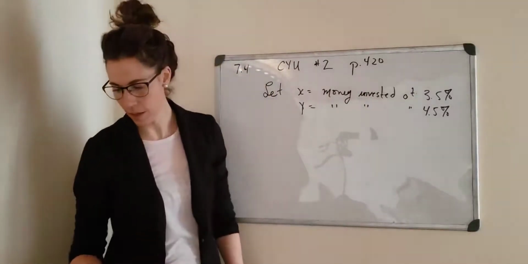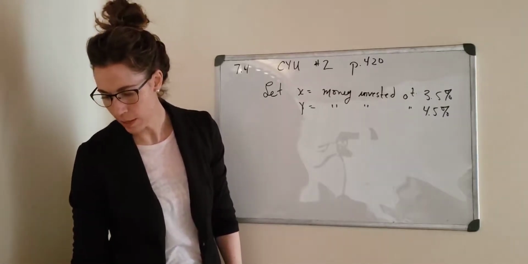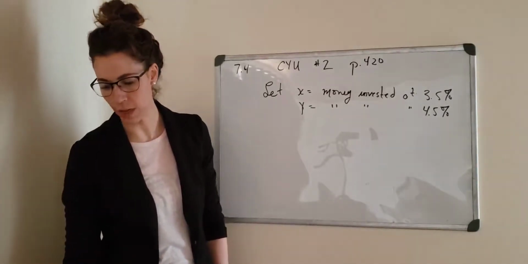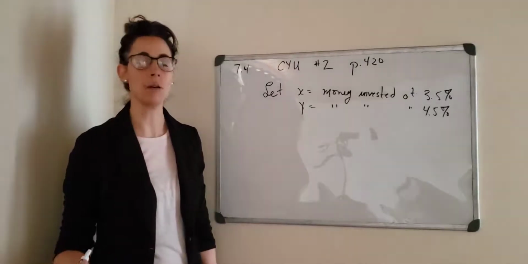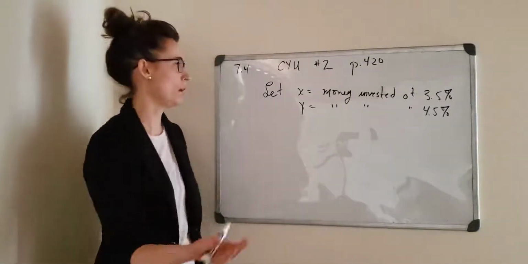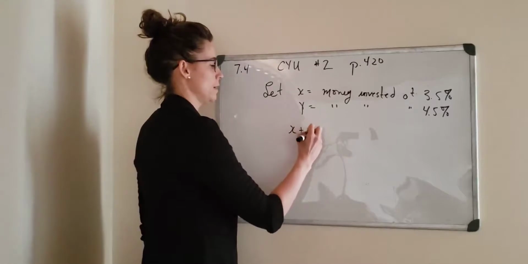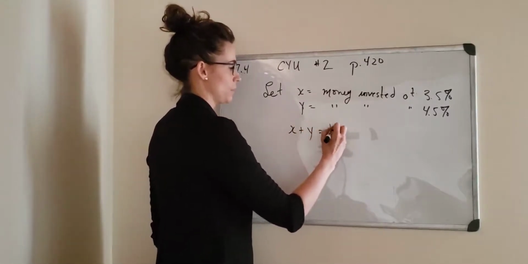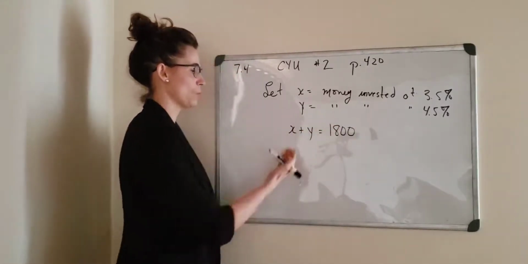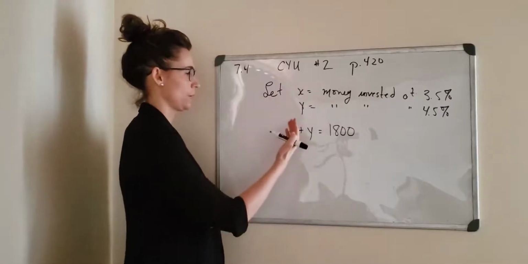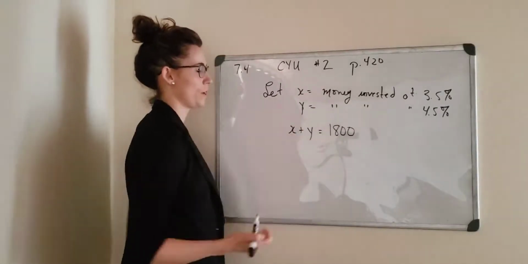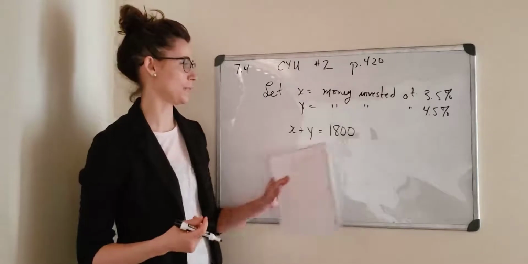The problem told us that the total she invested was $1,800. We don't know how much in one and how much in the other, but we do know that x plus y, the amount in each one added up together, is $1,800. So it could be 900 and 900, or 600 and 1,200. We don't know yet, but we do know that it adds up to 1,800.